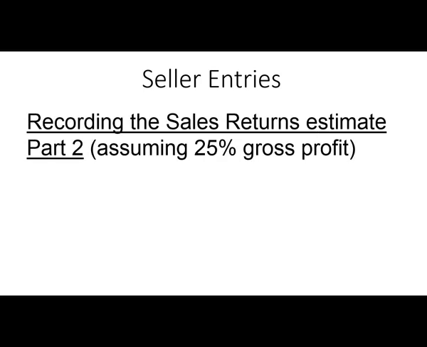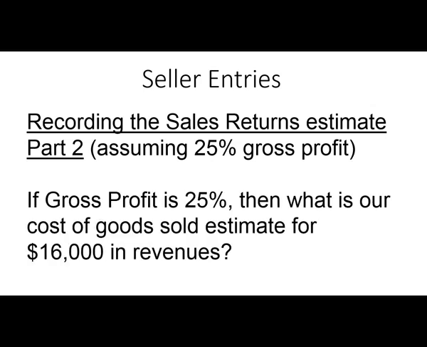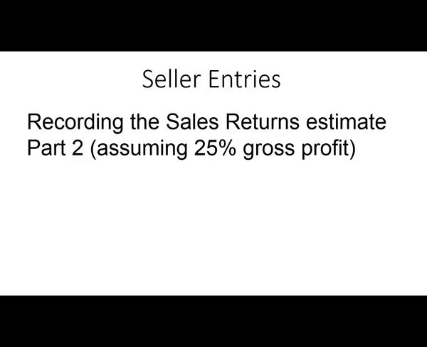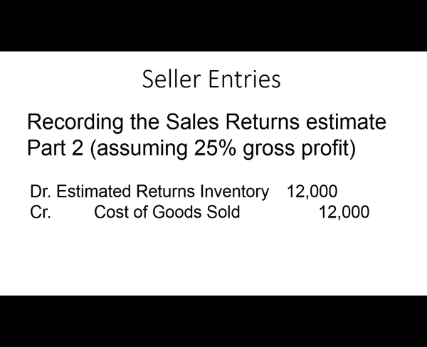Now, assuming that we have a 25% gross profit, which is what we had in our previous example, what is our cost of goods sold estimate for $16,000 in revenues? Well, if we've lost essentially $16,000 in revenues, that means we have $12,000 of costs that we're going to have to account for. So here's what we do. We're going to estimate returns inventory of 12,000, and we're going to credit cost of goods sold for 12,000 also.